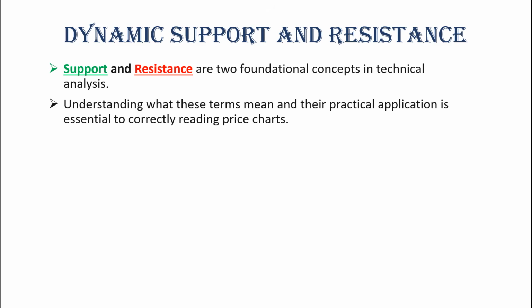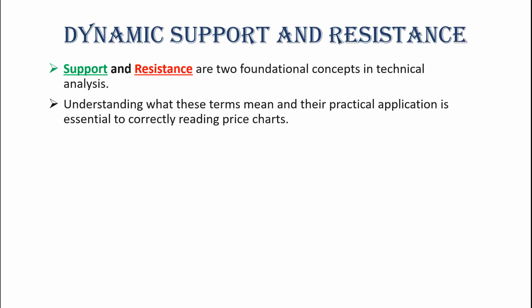Today we are going to learn one of the important topics in trading, that is how to find the dynamic support and resistance. Why is dynamic support and resistance very important? Because the price can reverse from that particular level. Okay. So what is the meaning of support and resistance?